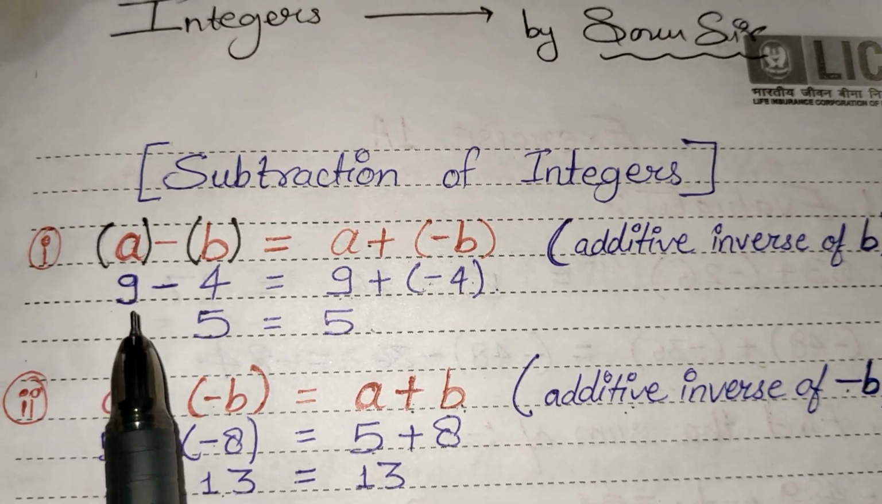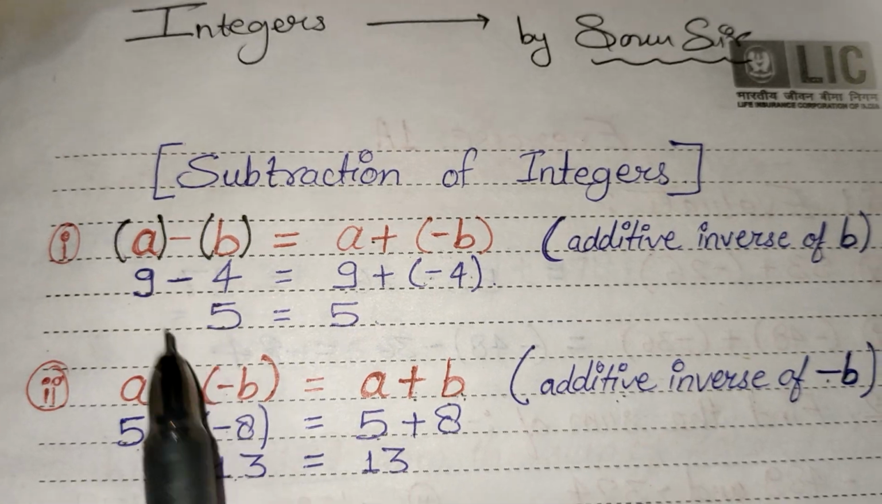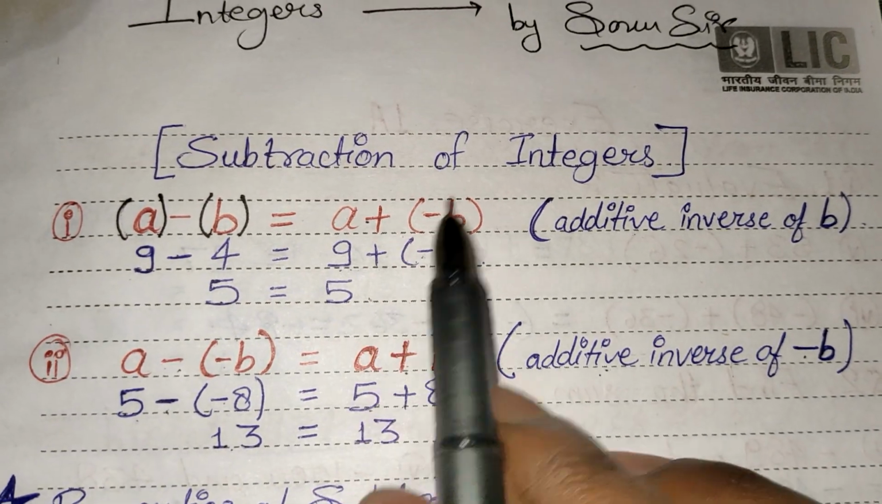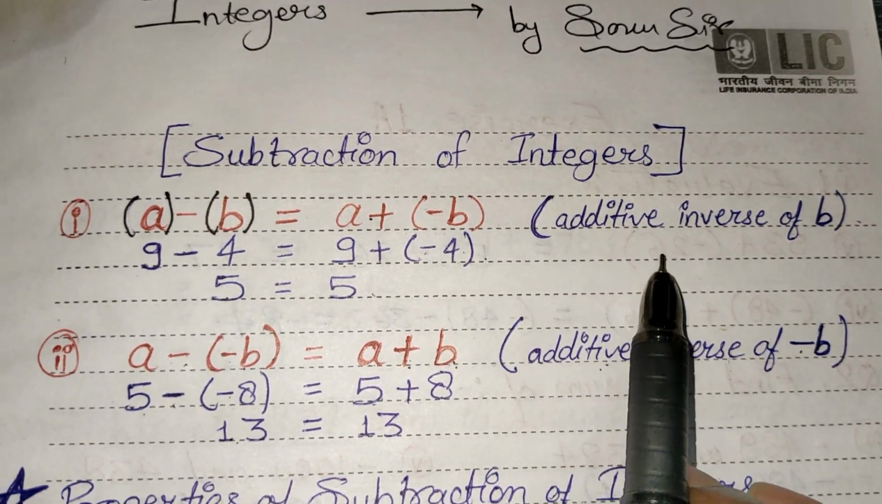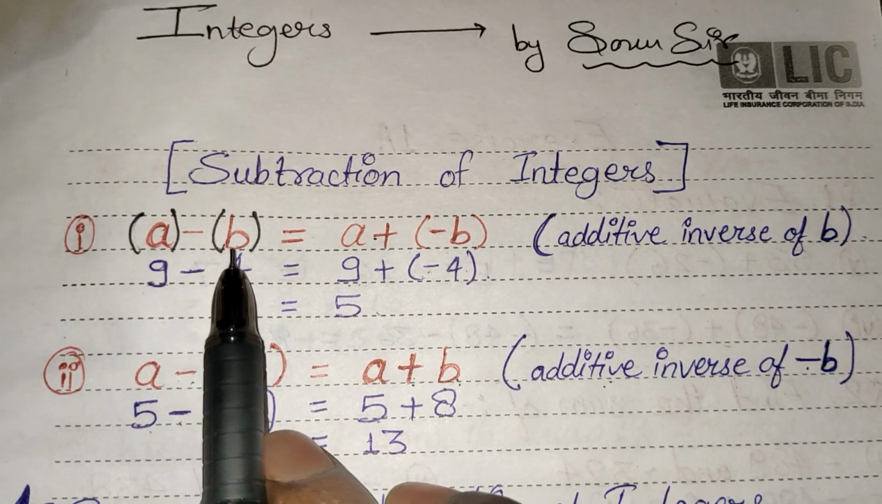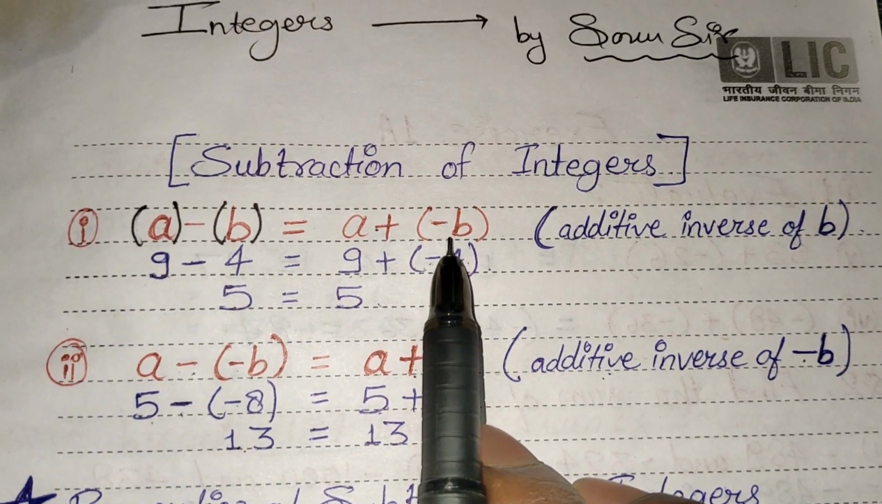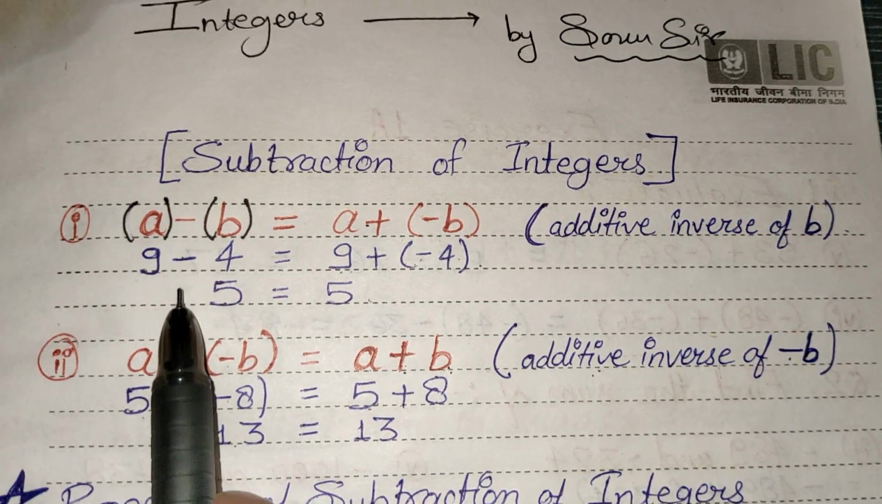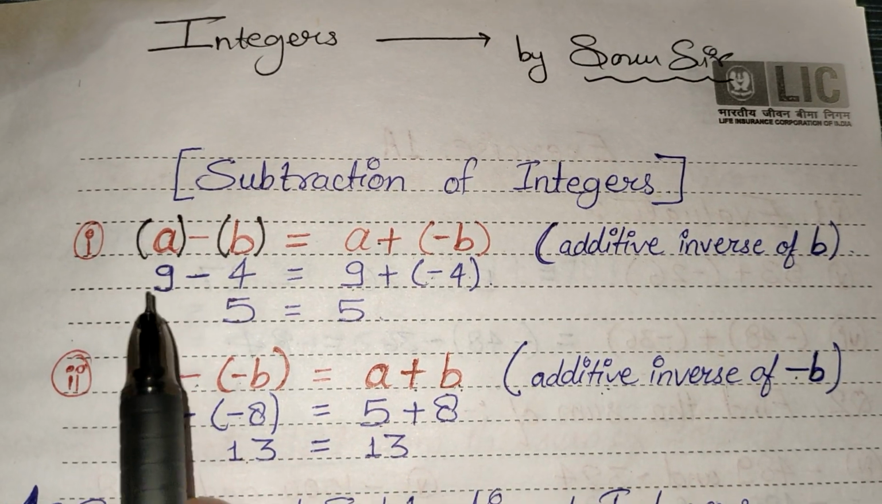First rule: if you have to subtract two integers, write a minus b, or say a plus, in the bracket, minus b. Here you can see the second integer is in positive and here it is in negative because of the additive inverse of b. Now see it by an example.